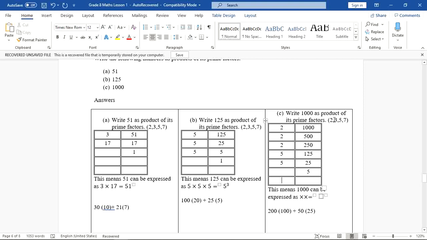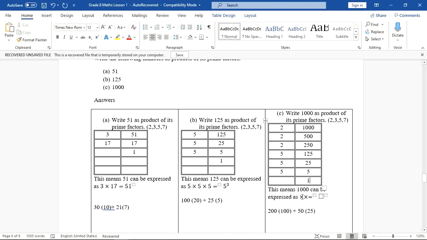So we go back to our list of prime factors. 2 cannot go into 5, 3 cannot go into 5 without a remainder, so it's 5 itself. So 5 goes into 5. How many times? 1 time. All right, so these are the prime factors of 1000.